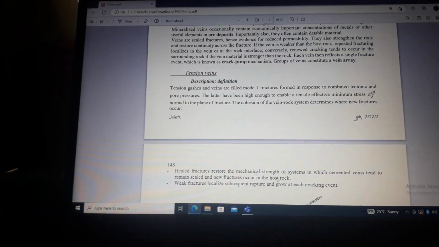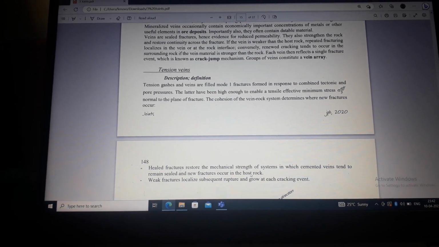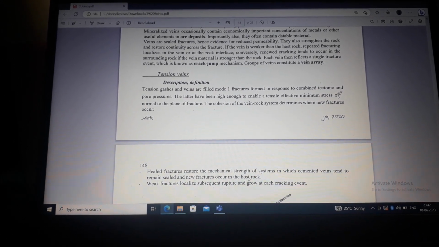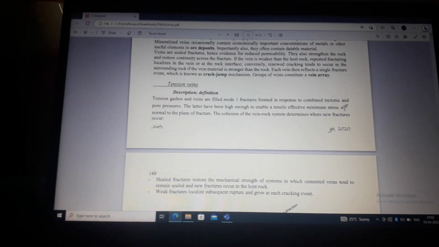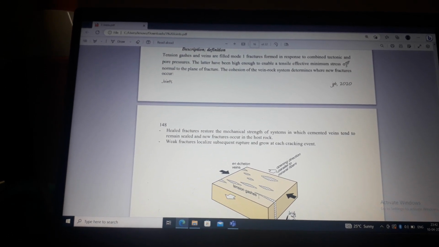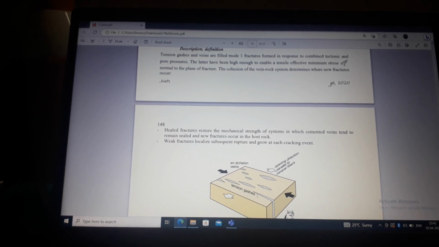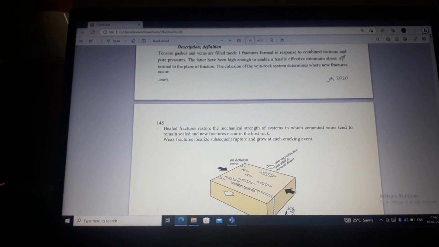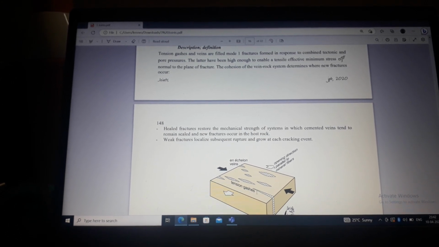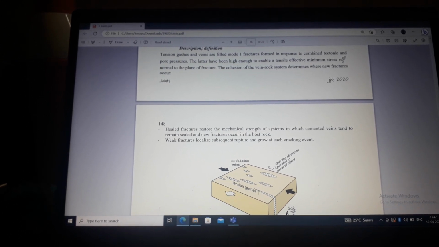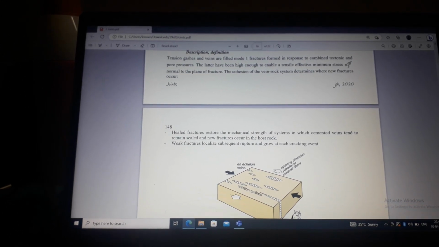Tension veins. Tension gashes and veins are filled fractures formed in response to combined tectonic and pore pressures. Weak fractures localize subsequent rupture and grow at each cracking step. Healed fractures restore the mechanical strength of systems in which cemented veins tend to remain sealed and new fractures occur in the host rock.